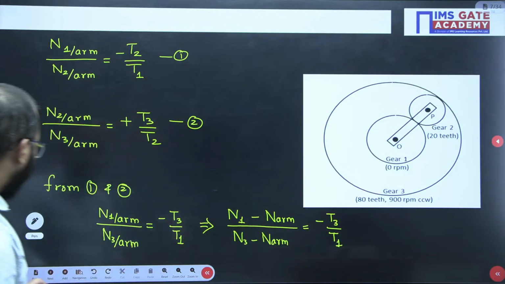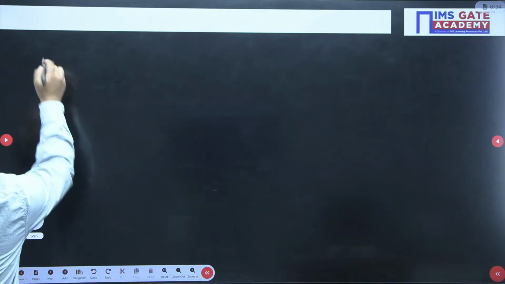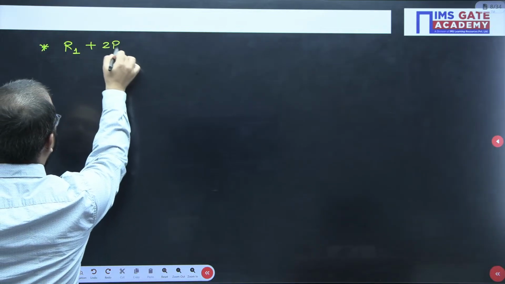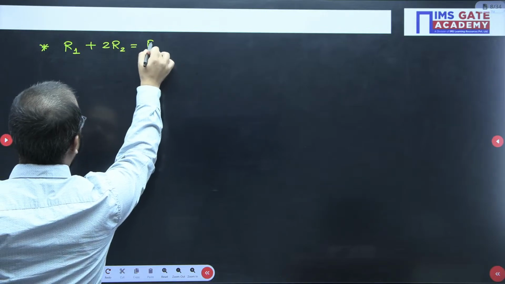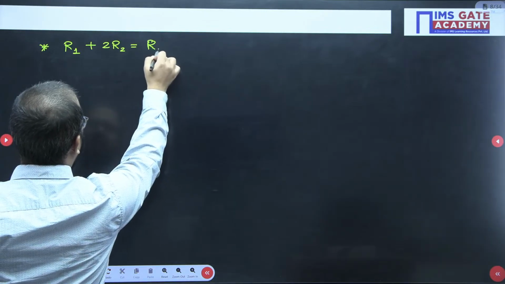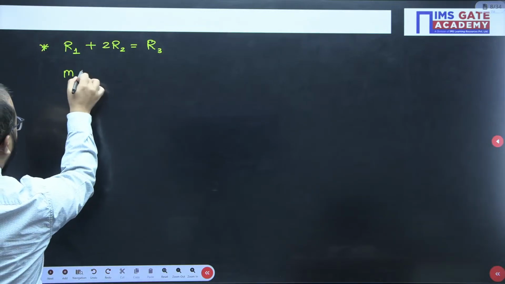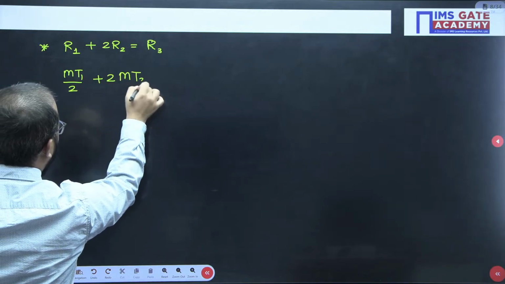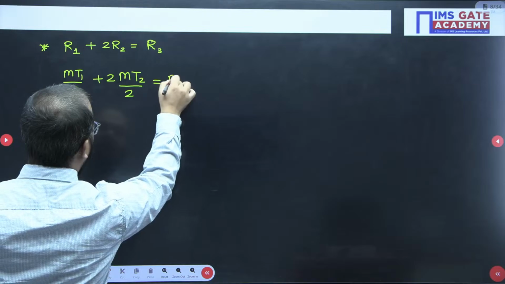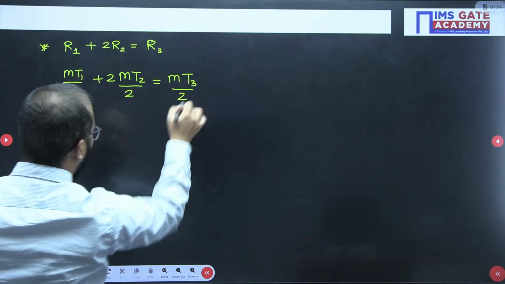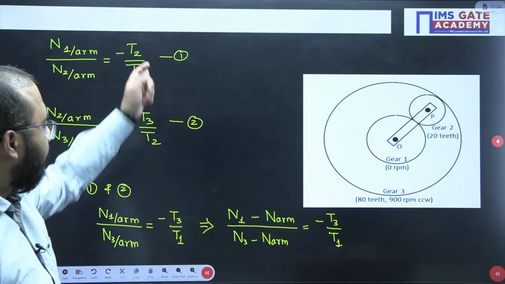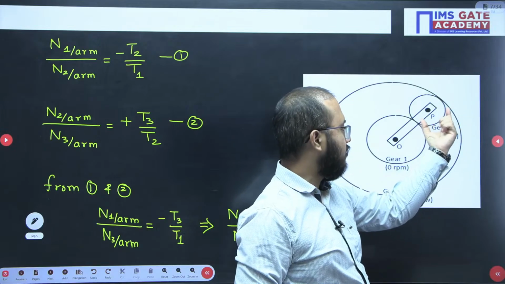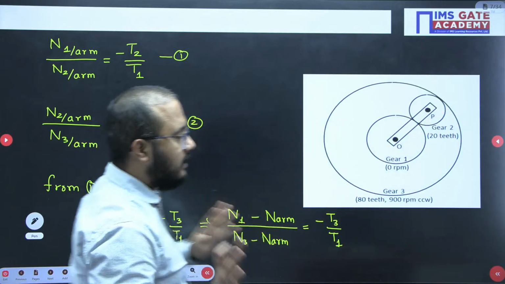Okay, now look here. I will use this relation. Radius of gear 1 plus twice the radius of gear 2, because we have to consider the diameter, equals the radius of gear 3. That is m T1 by 2, plus twice m T2 by 2, equals m T3 by 2, like this. So R1 plus the diameter D2 of gear 2 equals the radius of gear 3. This relation we have written.